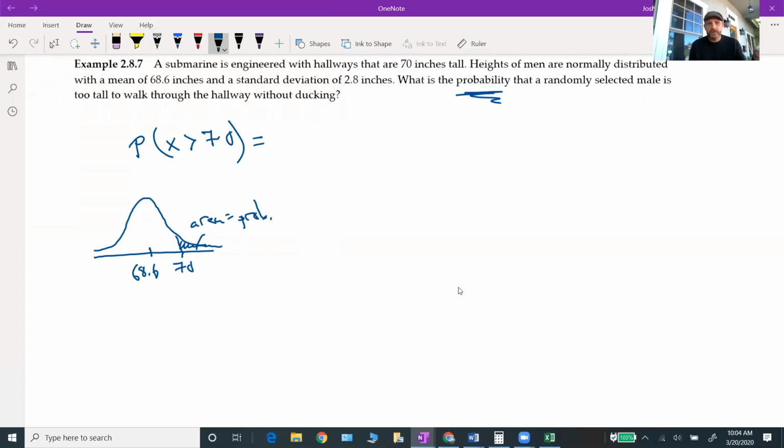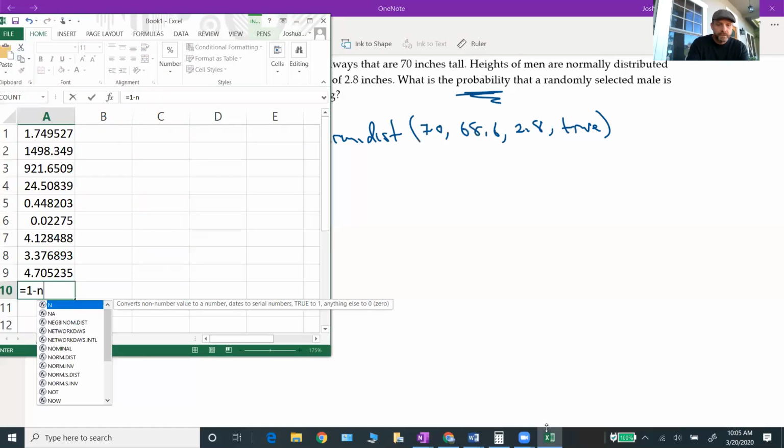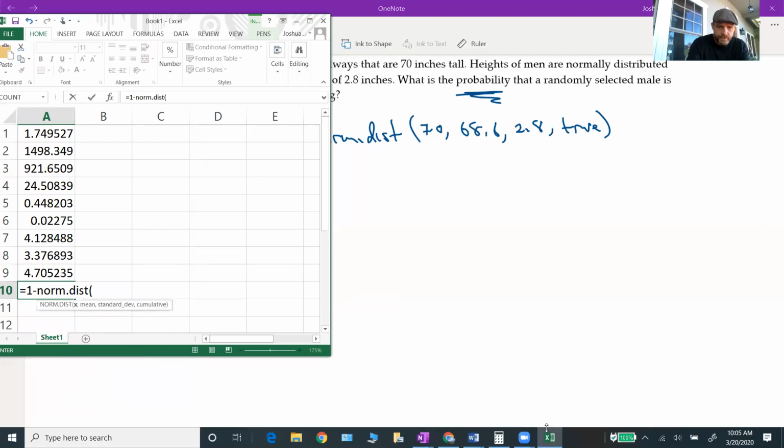Well, remember with these greater thans, we're going to use the complement. I'm going to do 1 minus norm dist, and then we have the value is 70, the mean is 68.6, and the standard deviation is 2.8, and we want all the area to the left of that, so true. Okay, here we go. Equals 1 minus norm dist 70, 68.6, 2.8, and true.